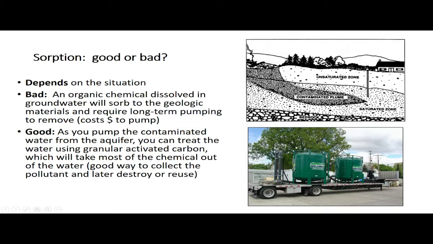The good news is that once you pump it out, you can put it onto something that sorbs very strongly, like activated carbon in this case, that comes in these canisters. And you would pump it from the groundwater, for example, up here and into these canisters, and it would sorb on there. So you could get a lot of chemical into a small volume of carbon.